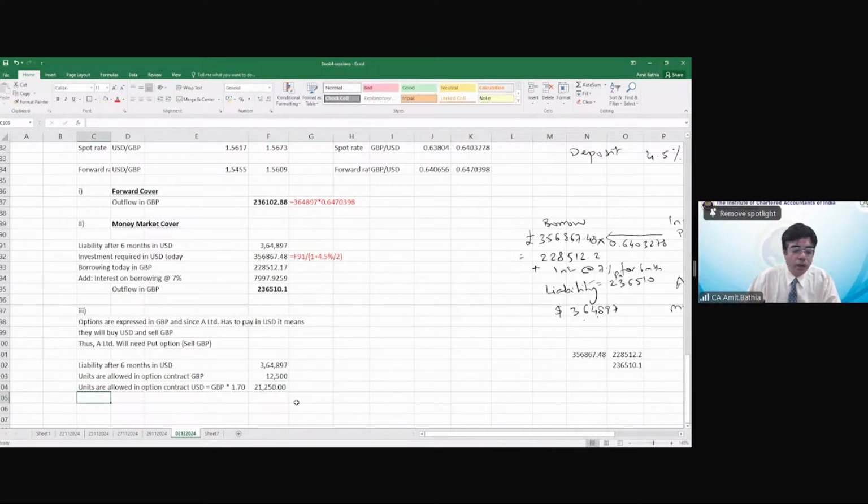So how many number of contracts will I require now? Number of option contracts required. How many? USD is 364,897 divided by 21,250, right? So I'll have 17.17 contracts, right? How did I get this? I repeat once again, this is nothing but 364,897 divided by 21,250. Okay.